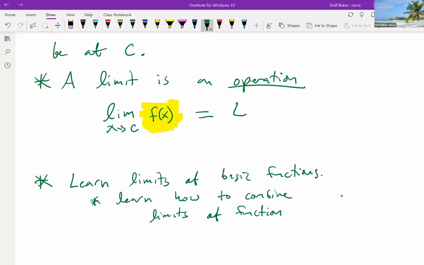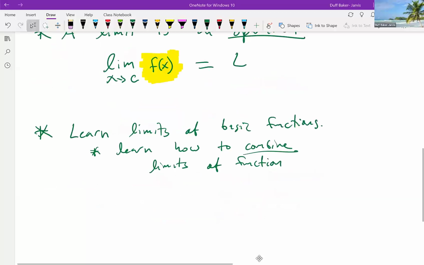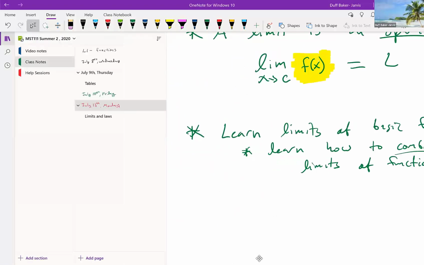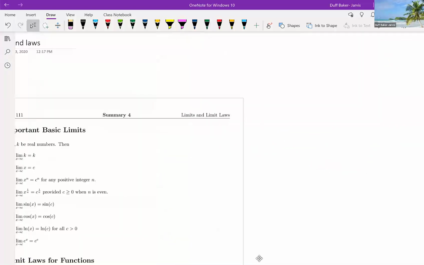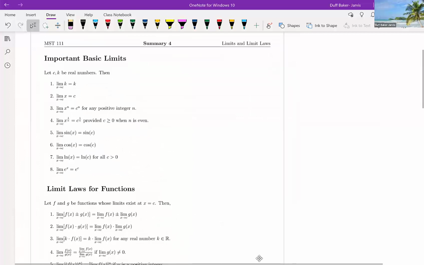And this last part, learning how to combine limits, and by combine, I mean like add two functions, divide them, multiply them, compose them. That's what will be called the limit laws. Okay, so these are all on the summary sheet. So it's easier, instead of me writing them out, just to show you what's on the summary sheet.